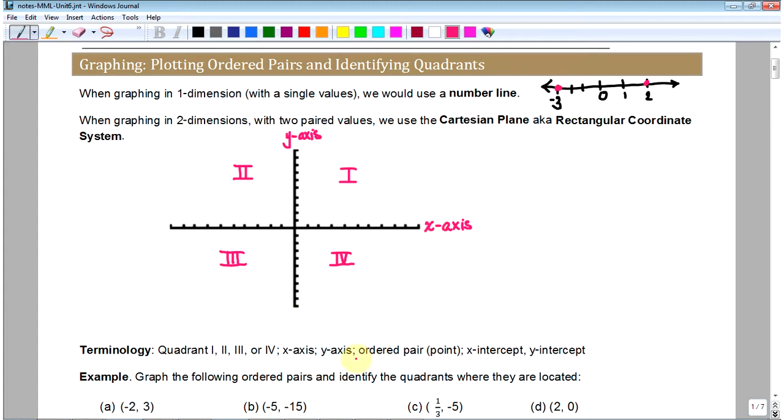We've already identified our x-axis and our y-axis. And when graphing in the Cartesian plane, you'll be plotting what are called ordered pairs. An ordered pair is going to be of the form x, comma, y. The first coordinate, your x value, tells you how far left or right you have to go. Notice you're moving in the x direction. You'll move left if it's negative, right if it's positive. And then your second coordinate, your y coordinate, will tell you how far up or down you have to go. Up if it's positive, down if it's negative.